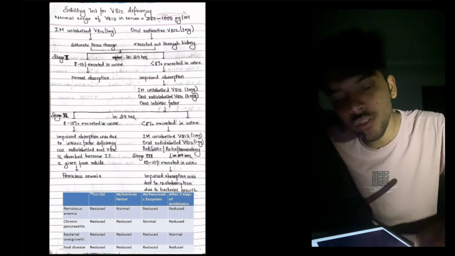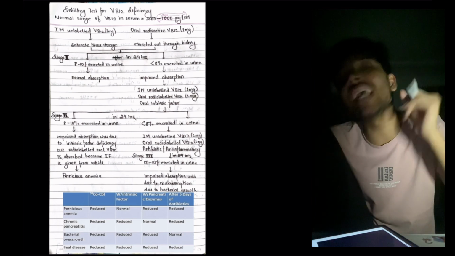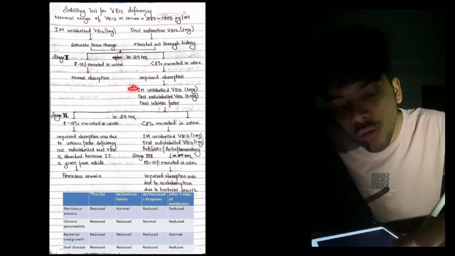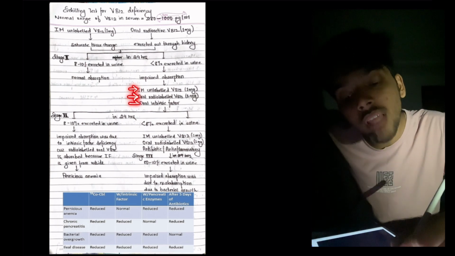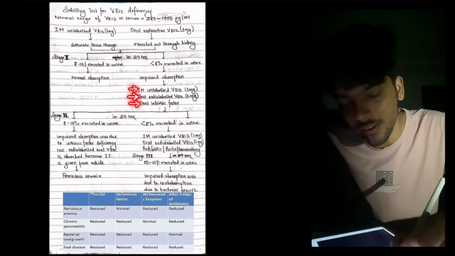First, in stage 2, we check for intrinsic factor deficiency. For that, you carry out the same process. You give vitamin B12 by intramuscular route, which is not radioactive. You give vitamin B12 by oral route, which is radioactive. Along with that, you also give oral intrinsic factor.